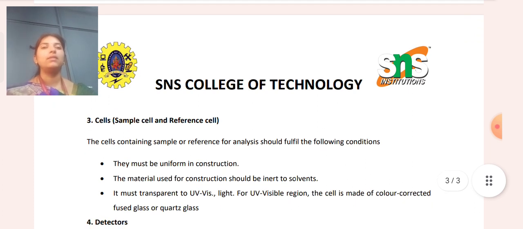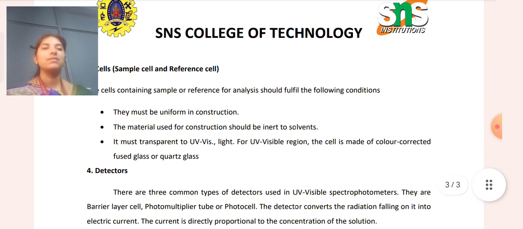Next one is the cell, that is, the sample cell and the reference cell. The cell containing sample or reference for analysis should fulfill the following conditions. It must be uniform in construction. The material used for construction should be inert to solvents. It must be transparent to UV visible light in the UV visible region. The cell is made of color corrected fused glass or quartz glass.